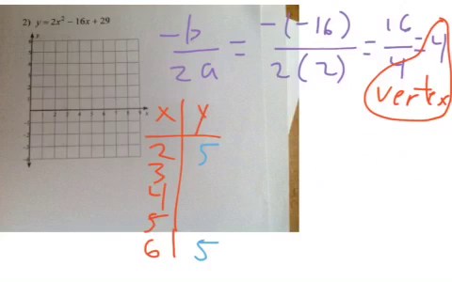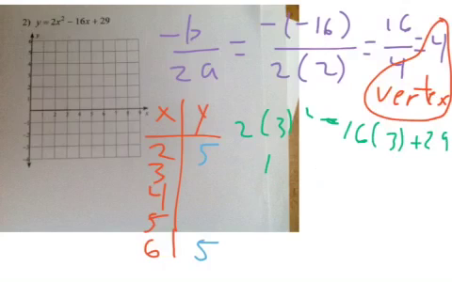Again, this video, maybe you have to rewind, pause at moments in time. Okay, so the second one, of course, we're going to do is 3. So we got 2x squared minus 16x plus 29. That gives me 18, because 2 times 9 is 18, minus 48 plus 29. 18 minus 48 is negative 30, plus 29 is negative 1. That means 5 is negative 1.